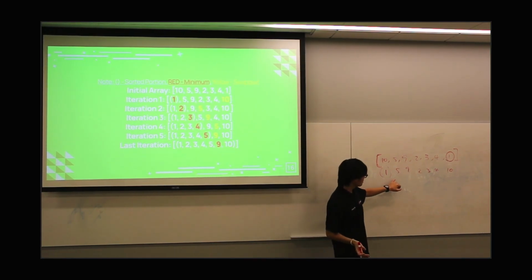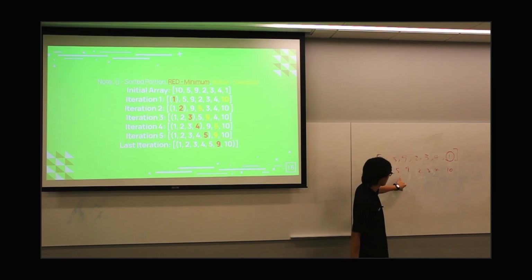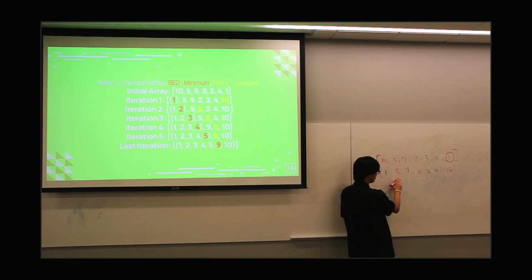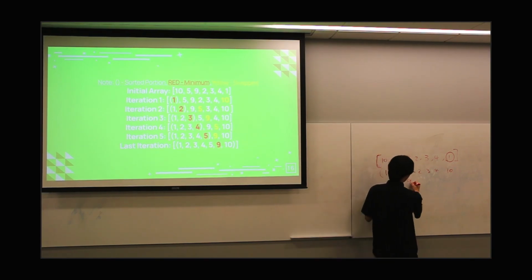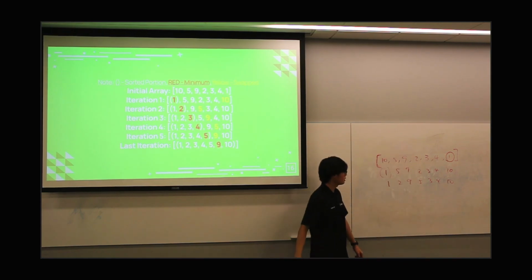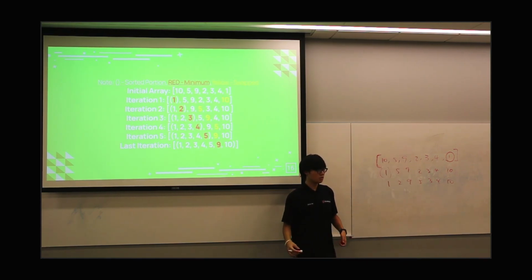And then next up, what is the second smallest number in this list? 2, right? So 2 gets swapped with 5. What that's going to look like is 5, 3, 4, 10. And you do this so on and so forth until you reach the very end of the list. Any questions on this part?